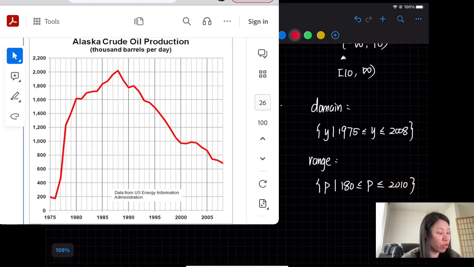So if I want to write it in interval notation, this is going to be what? From 1975 to 2008. And in here, including 180 to 2010.